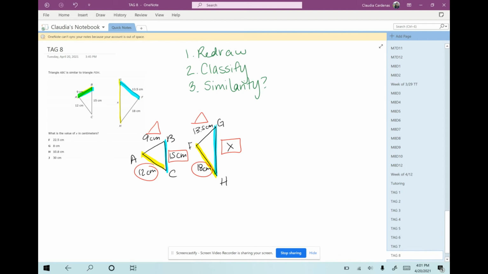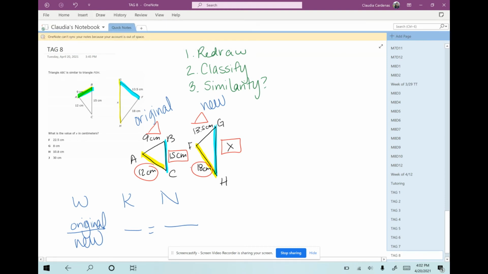So let's go ahead and get ready to think about how we would make our ratio. I think this would be the original, or we could say the smaller shape. And this is the new or the second shape. So these are going to be the labels in my proportion, original and new. So go ahead and label those. We know that AC and FH are corresponding. They are in yellow and they match. So 12 centimeters is on the original shape, so it goes on top where I labeled original, and 18 is on the new shape, so I'm going to put it on the bottom where I labeled the new.